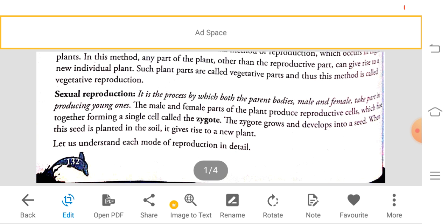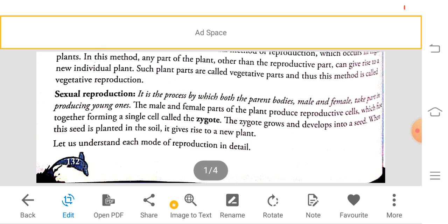Sexual reproduction. The reproduction in which both parent bodies, male and female, take part in producing the young ones. Like in the flower we have seen, stamen and pistil are responsible for the production of new young ones. So the process of reproduction in which both male and female parents take part in producing young ones is called sexual reproduction. The male and female parts of the plant produce reproductive cells which fuse together to form a single cell called the zygote.